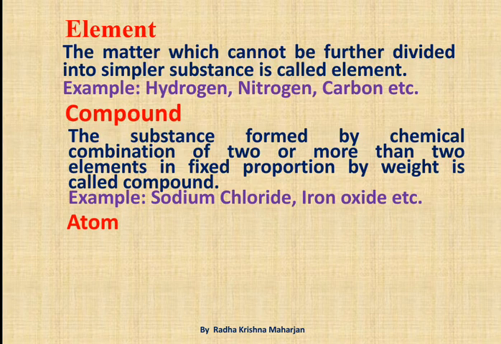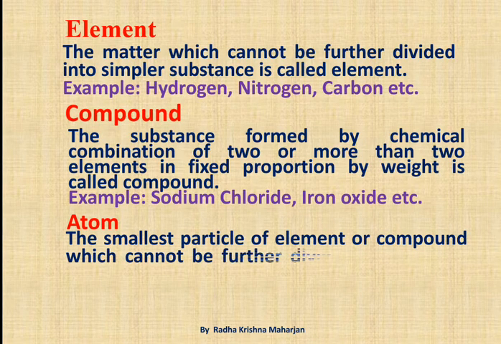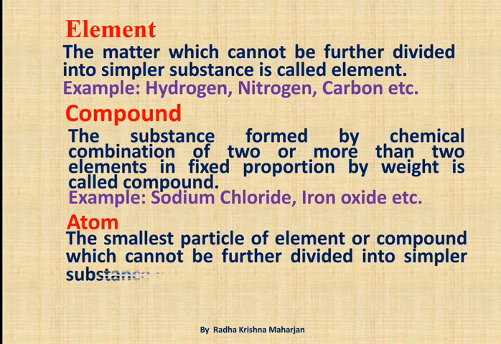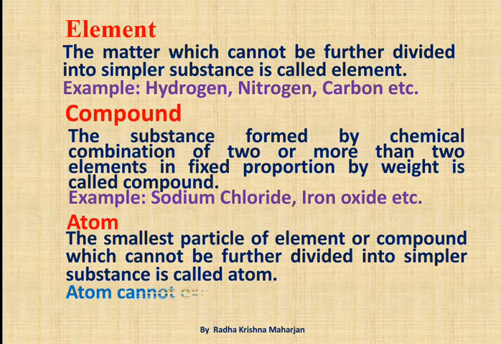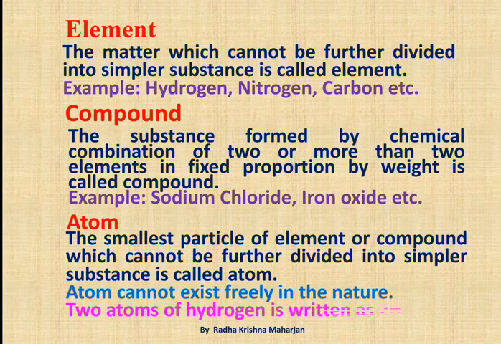Atom: the smallest particle of element or compound which cannot be further divided into simpler substance is called atom. Atom cannot exist freely in the nature. Two atoms of hydrogen is written as 2H.